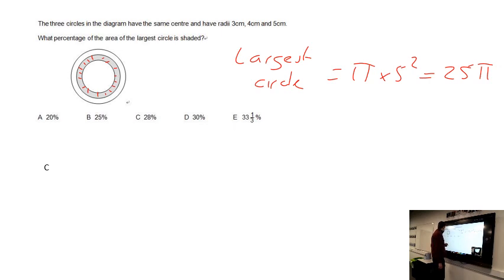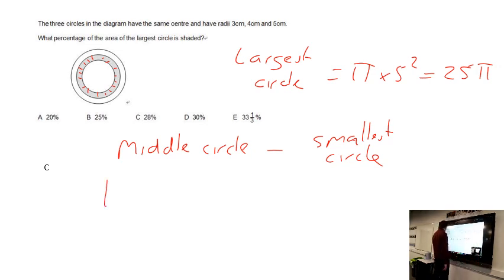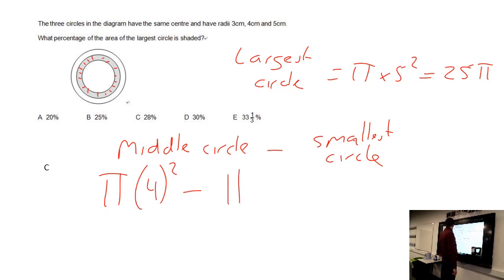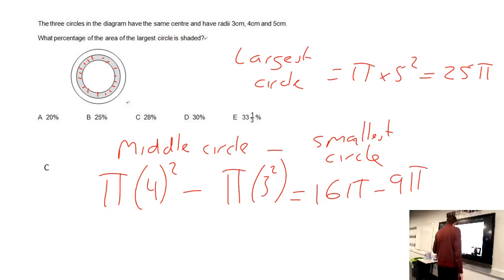Okay, so this is going to be the middle circle area minus the smallest circle area. The middle circle area is going to be pi times, we know the radius is 4, so 4 squared. And for the smallest circle, we know the radius is 3, so that's going to be 3 squared. So this simplifies, it's going to be 16 pi minus 9 pi. That would be equal to 7 pi.